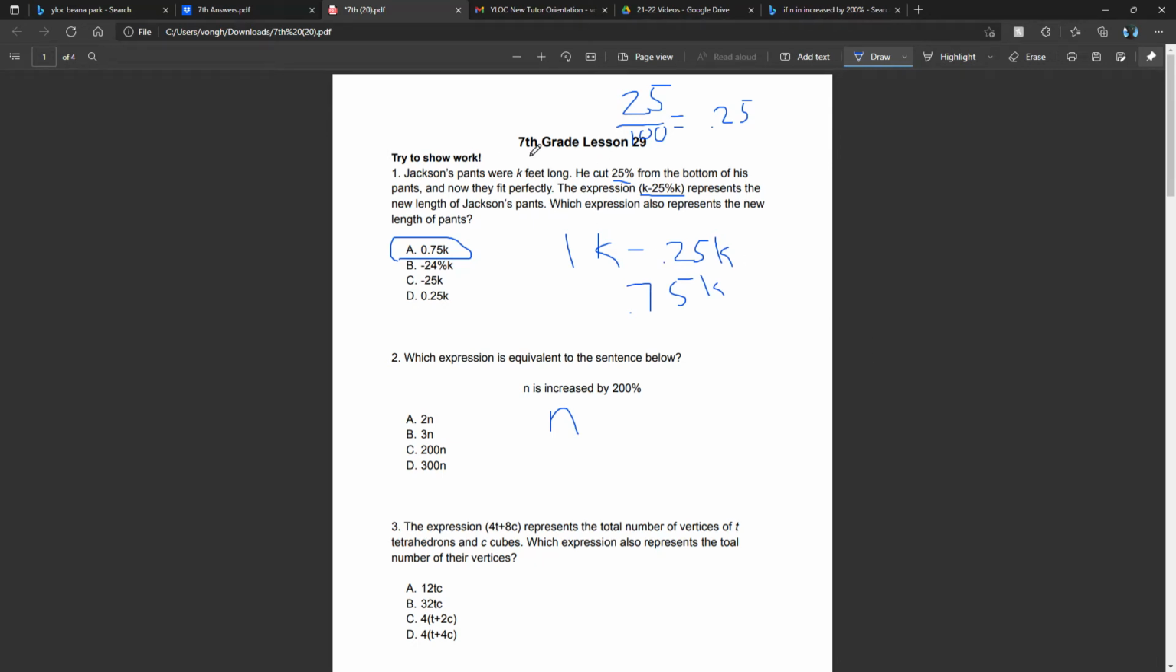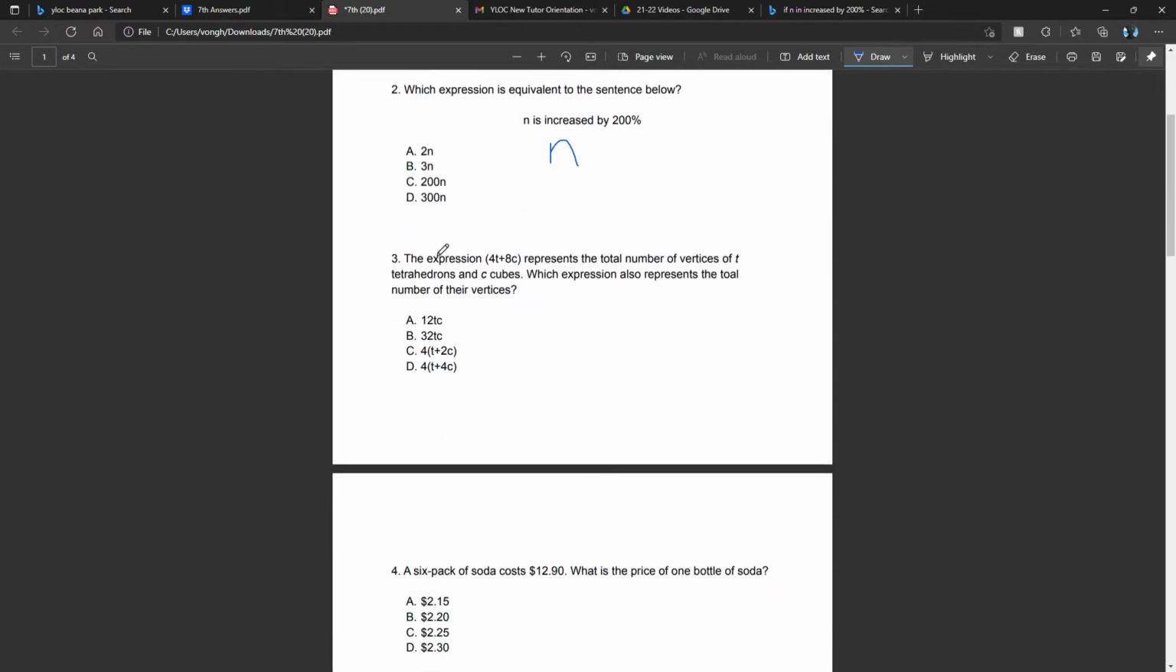So this is a 7th grade worksheet for lesson 25, and I'll be covering it. In the first one, it gives you k minus 25% k, and it's asking for which also represents this value. So you have to convert this 25% to a decimal by doing 25 divided by 100, which gets you 0.25. Then you do 1k minus 0.25k, and that gets you 0.75k. So the answer is A.